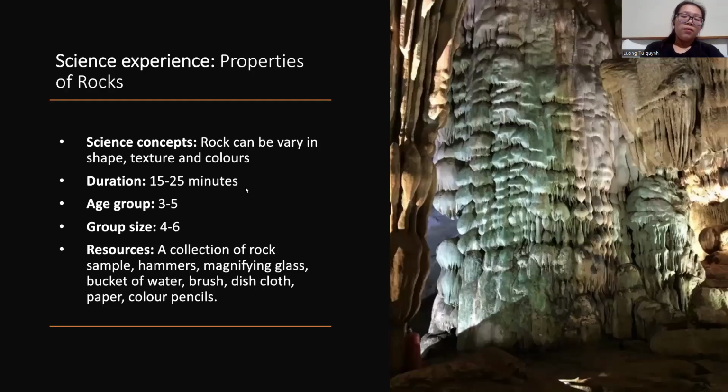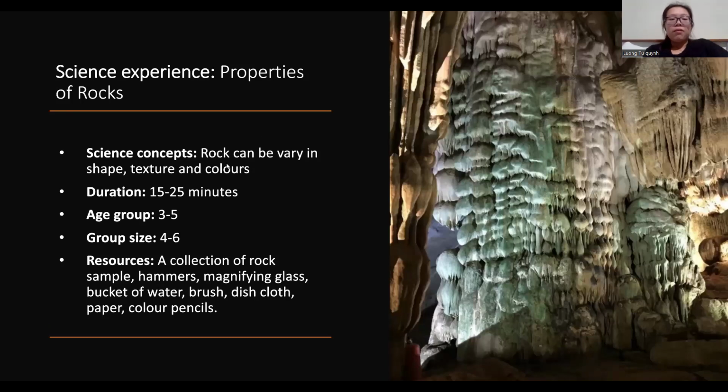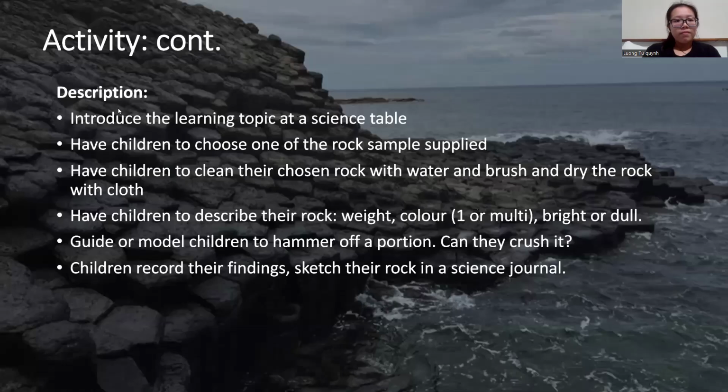Science experience: properties of rocks. Science concept: rocks can vary in shape, texture, and colors. Duration: 15 to 25 minutes. Age group: 2 to 5. Group size: 4 to 6 children. And resources: a collection of rock samples, hammer, magnifying glass, bucket of water, brush, dry cloths, paper, and colored pencils.